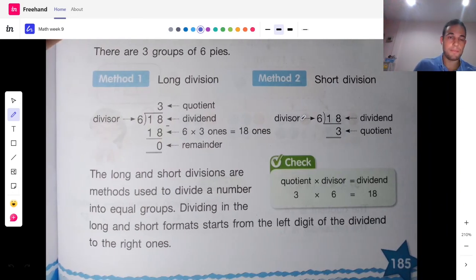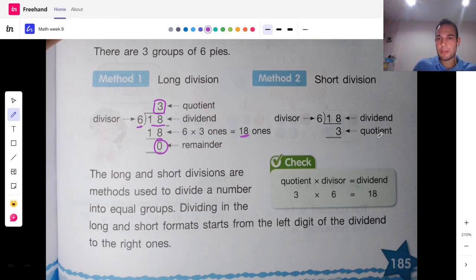Now the long division method. Let's take a look at it. Method number 1. We have divisor here, dividend here, and this is the quotient or the answer. Okay? So we will divide 6 into 18. 6 times 3 ones equals 18 ones. The remainder is 0. And we will put a 3 here. Good.